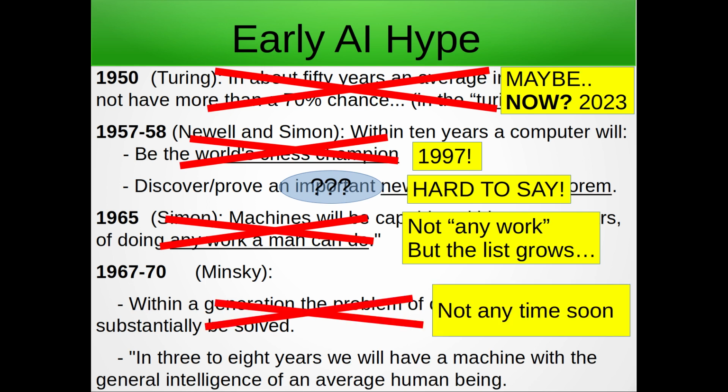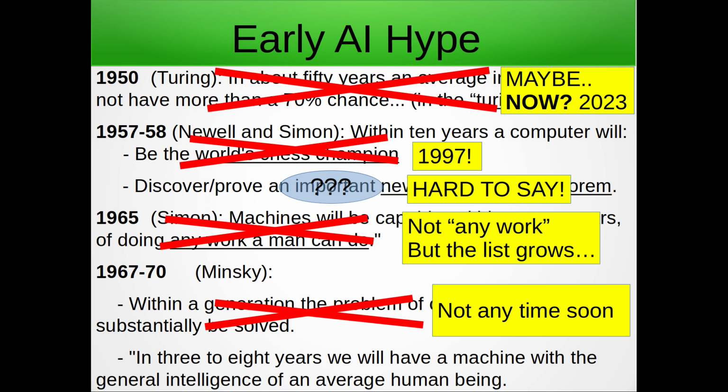Minsky said that within a generation, the problems of creating artificial intelligence would be substantially solved. And from my point of view, this hasn't happened and will not happen anytime soon. An intelligence in the way that we understand it. And artificial intelligence, even today, even with the many impressive things that deep learning can do, is not, from my point of view, anywhere close to what we would consider general intelligence.